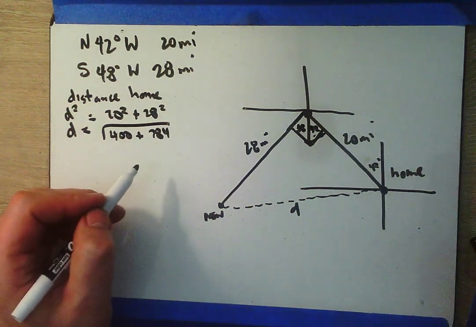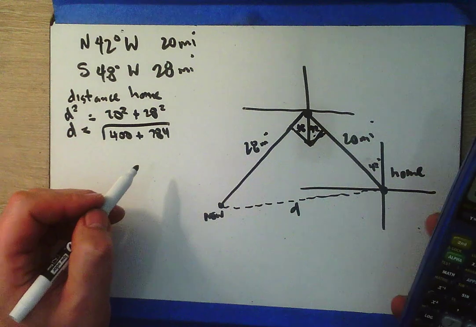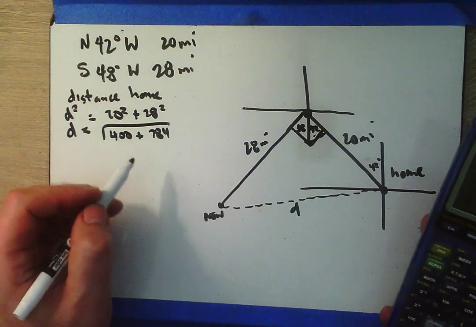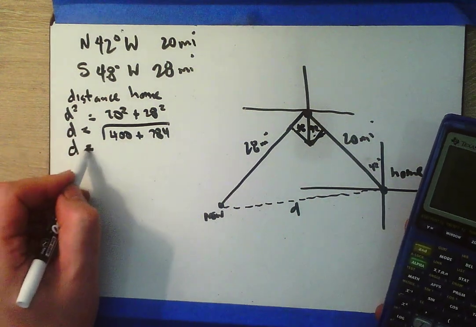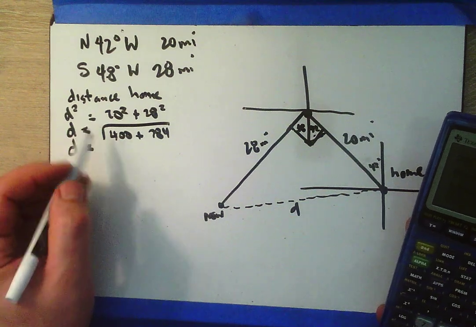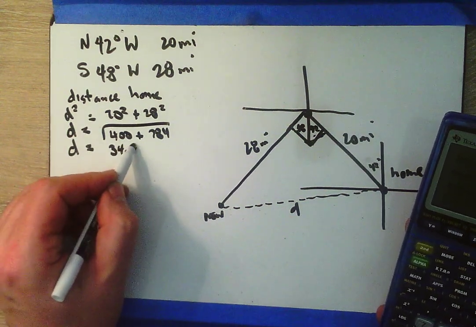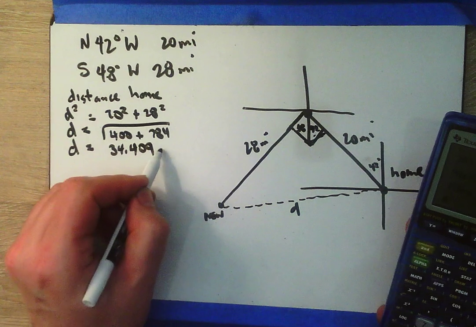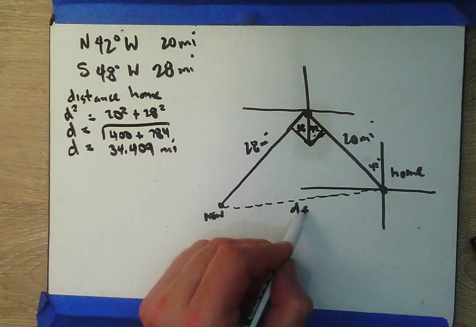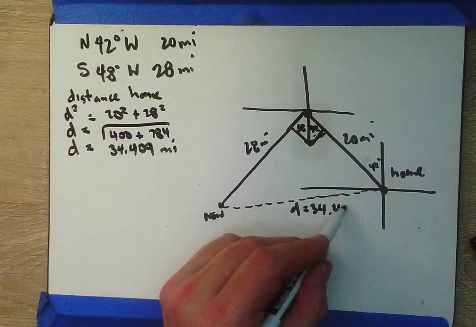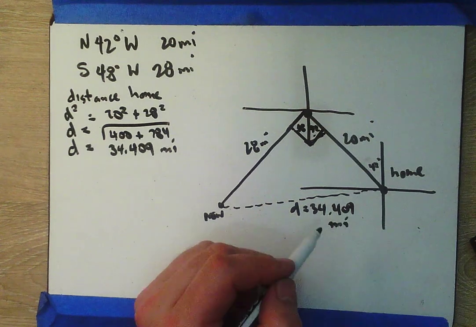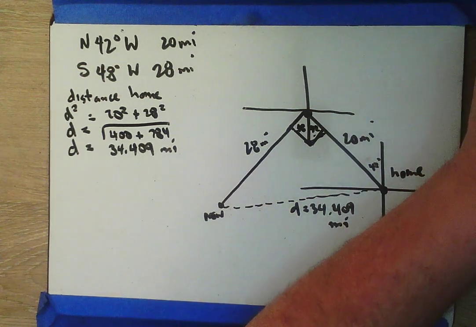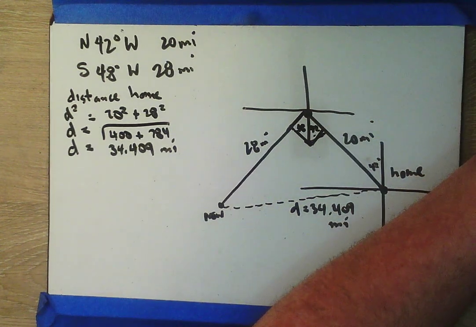And when I take the square root of that sum, I end up with the distance home is 34.409 miles. So this is 34.409 miles back. Okay? That's pretty straightforward.